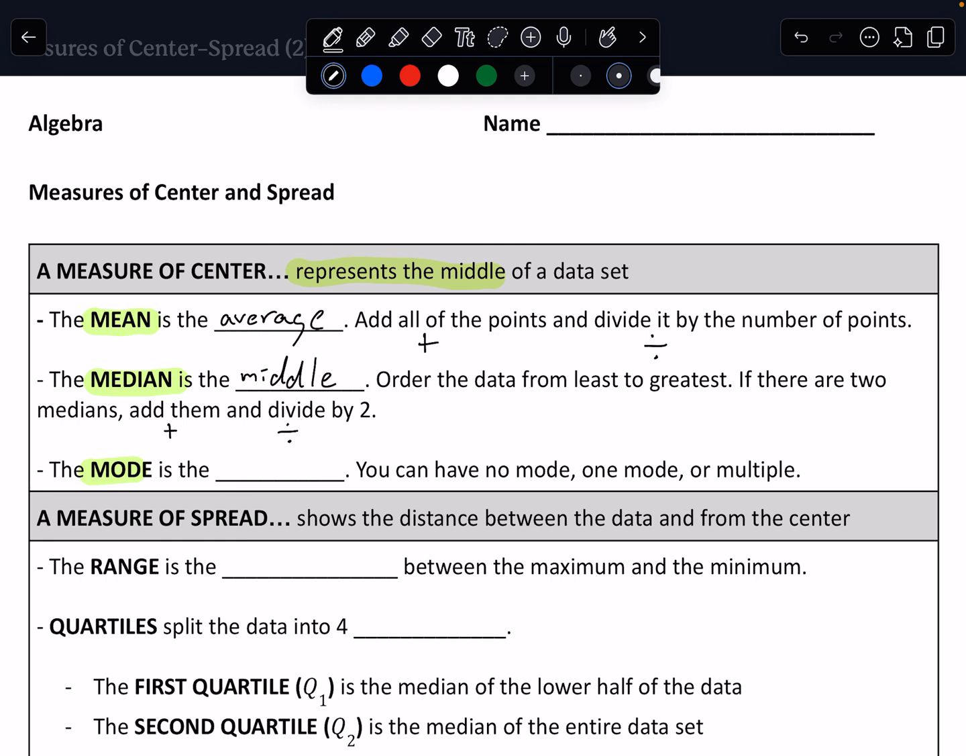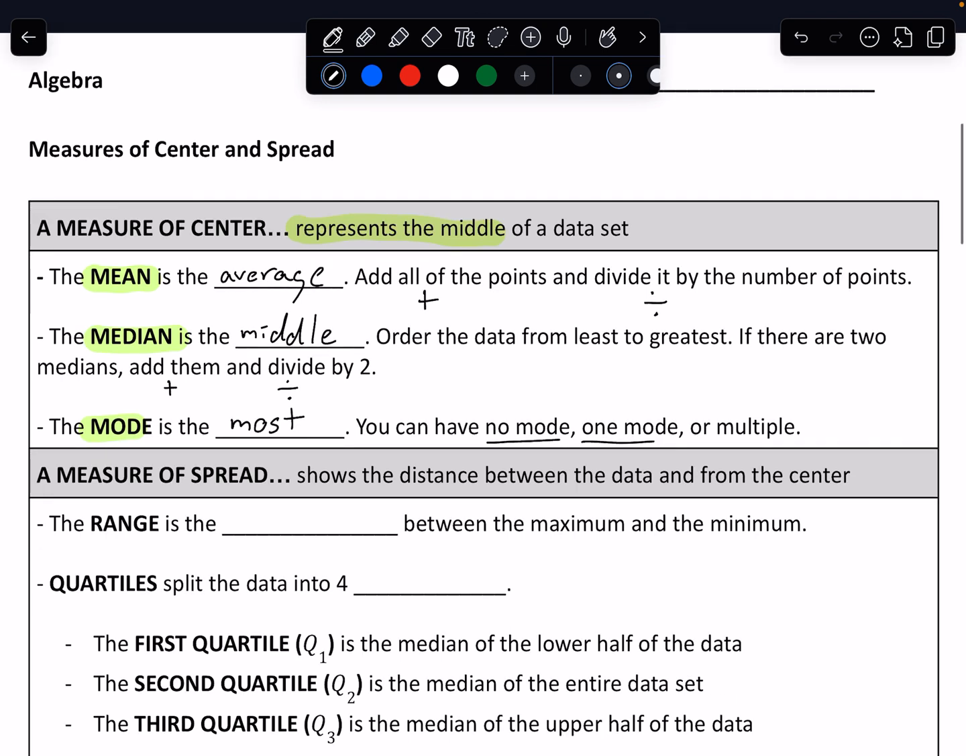The mode is kind of dumb. The mode is the number that shows up the most. Technically, you can have none if they're all the same. You can have just one mode, or you could have even 2 or 3 if a few things are tied. Again, we'll get into examples later. We'll circle back to those.